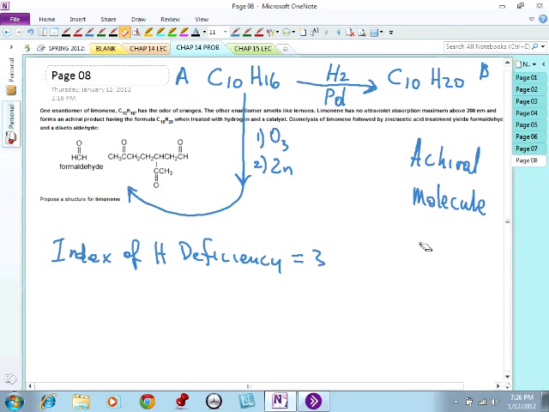So what does that mean? Index of hydrogen deficiency of 3, what does it mean?